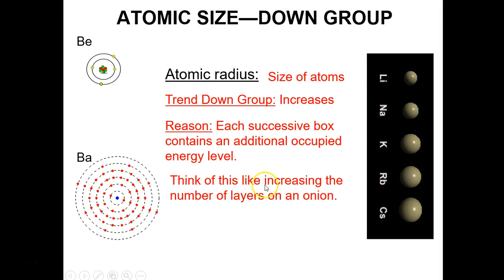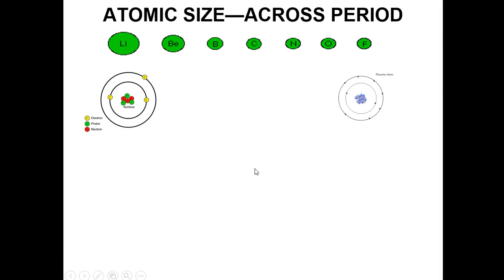Now, this is kind of like increasing the number of layers in an onion, and a good way to remember it is that each circle gets bigger as we go down. So if we put a snowman next to the periodic table, that will help us remember that they get bigger as we go down. All right, now across the period, the trend in atomic radius across the period is decreasing.